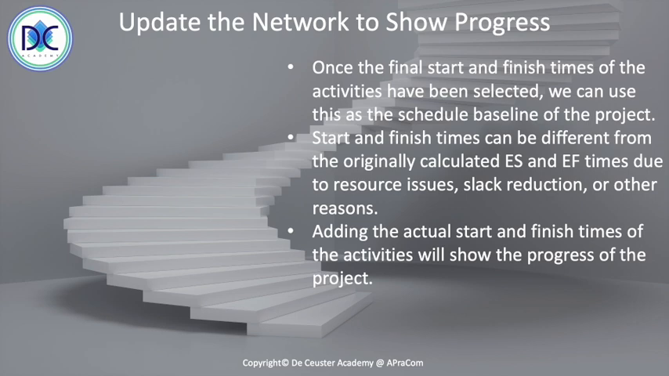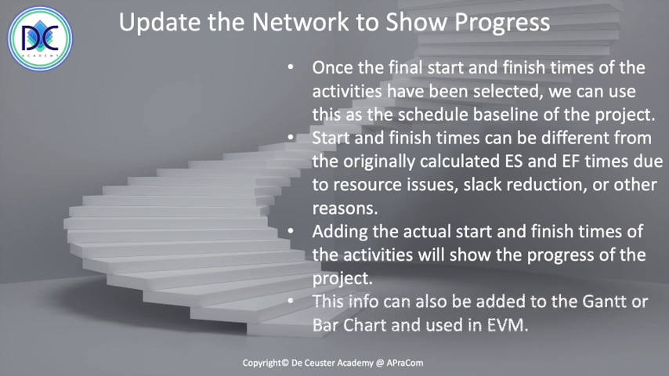When we look at the actual times, the actual start and finish times, we will see the progress, and we also have the estimate what is happening with the next activities, because knowing the actual times, we will adjust the start and finish time of the successors. We can put it, like I said before, to the Gantt chart or to a bar chart, and we can use the information in earned value management.